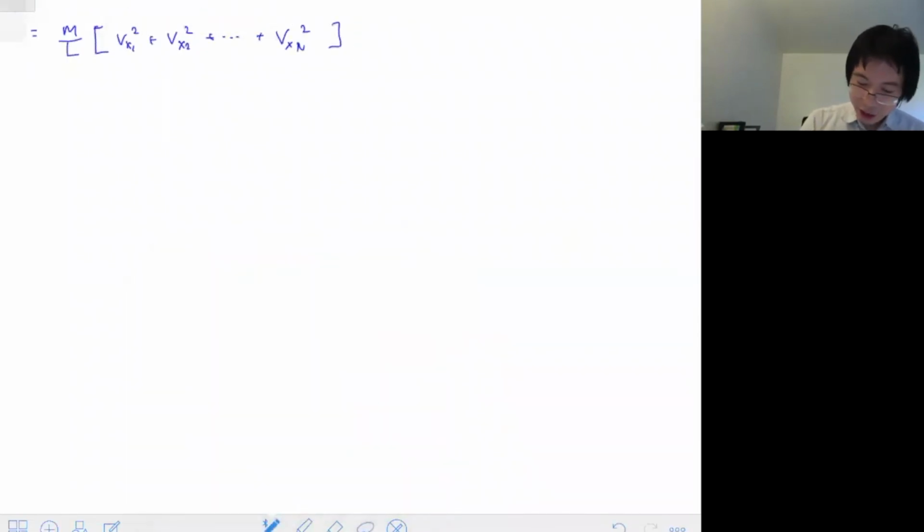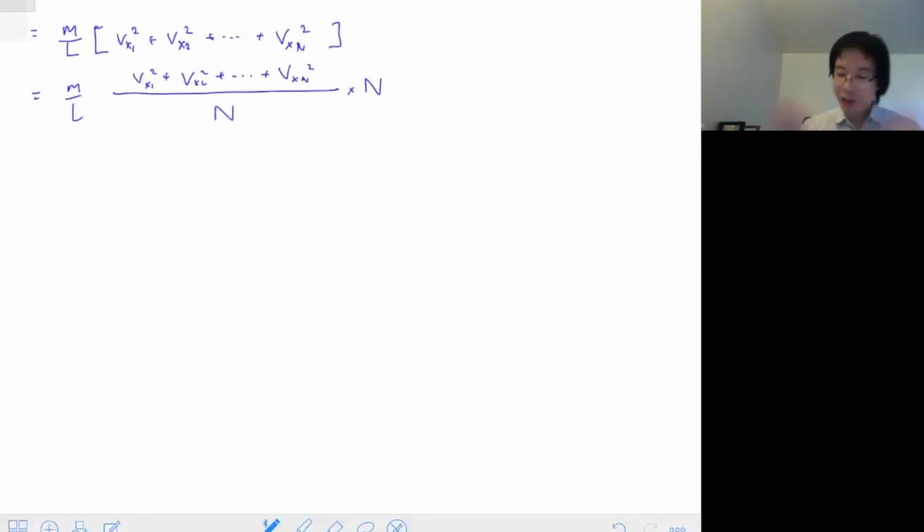And then here's the trick: you divide everything by n because you take an average. But you cannot just arbitrarily divide something by n. If you do that, you need to multiply it back by n, right? Now you didn't change anything, but you've got a new concept over here. This is the average velocities, because you're taking velocity squares, right?